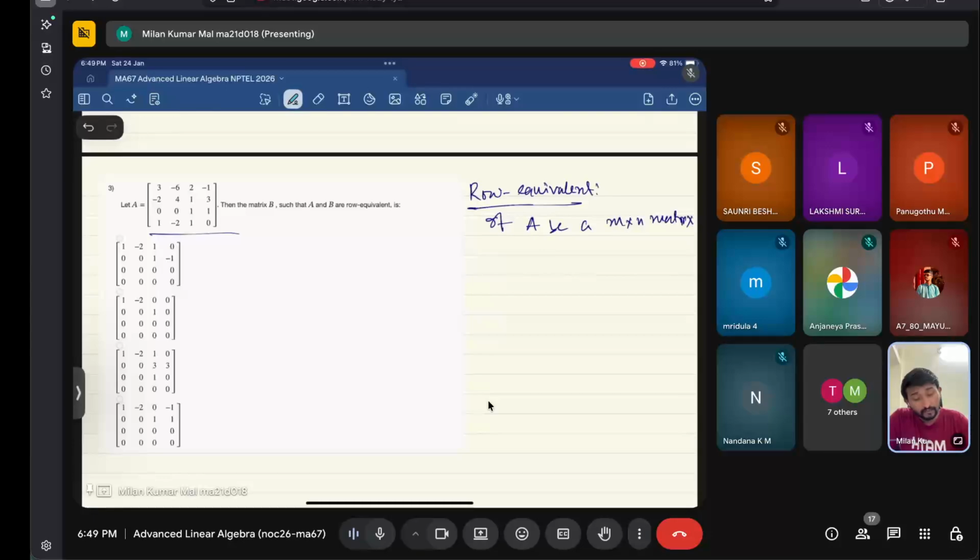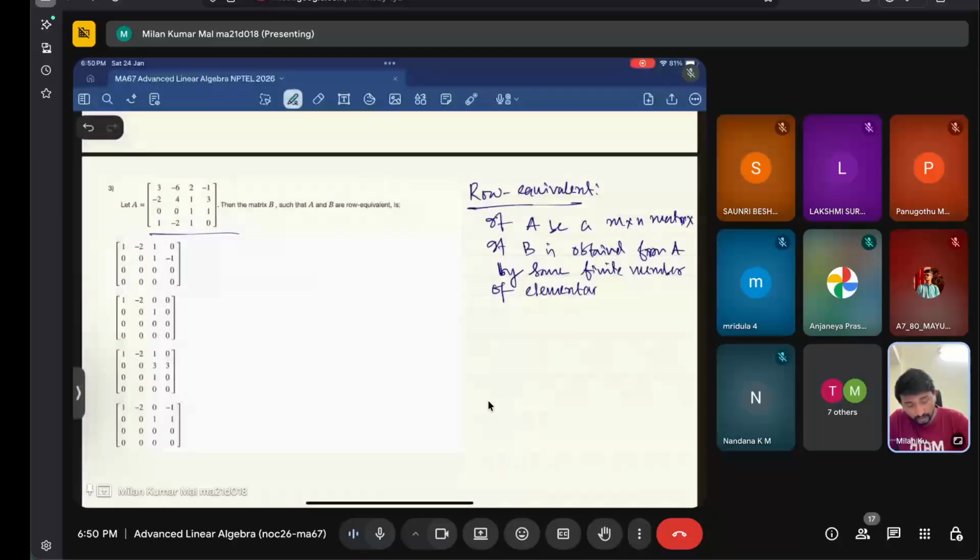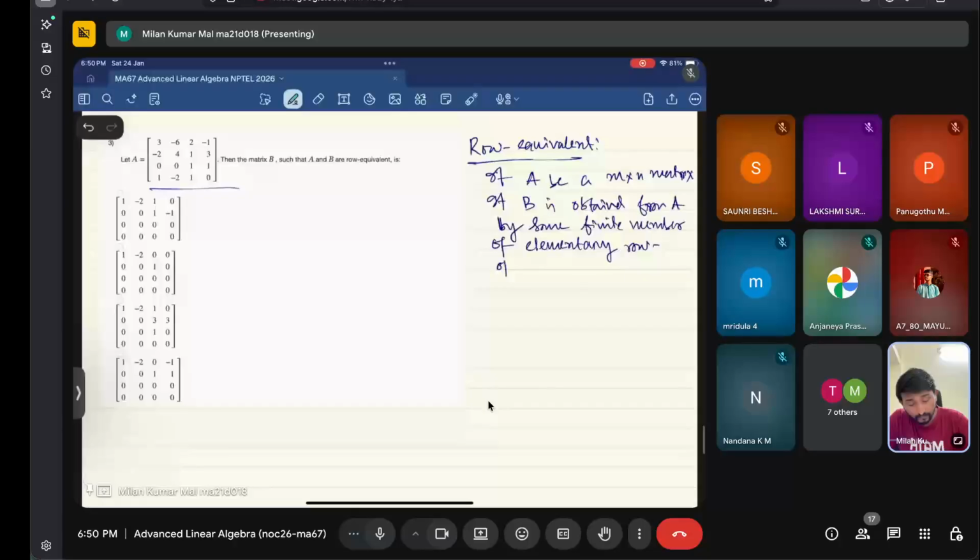Okay. So A and B are m by n matrices. If B is obtained from A by a finite number of elementary row operations, then B is called row equivalent to A. So why is this called row equivalent?